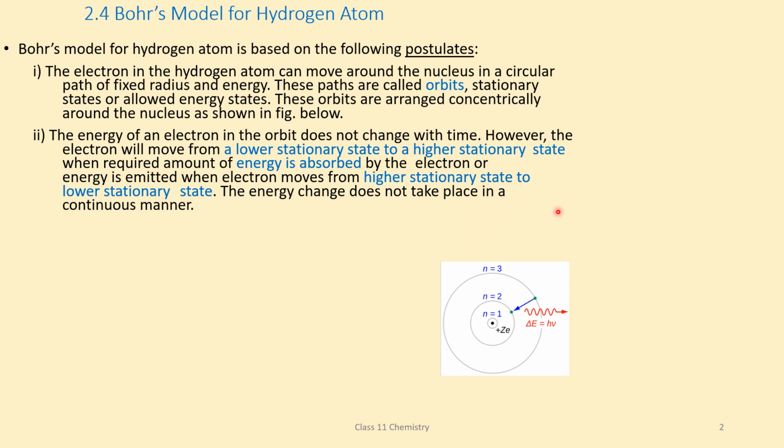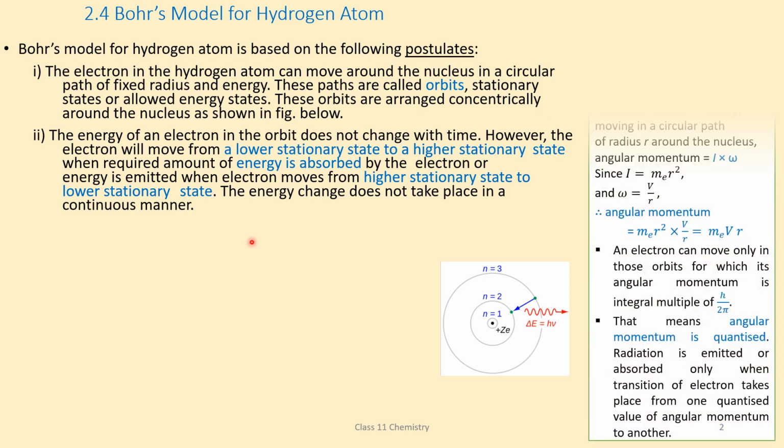So I will read this sentence again. However, the electron will move from a lower stationary state to a higher stationary state when it absorbs energy, or the energy is emitted when the electron moves from a higher stationary state to a lower stationary state. The energy change does not take place in a continuous manner.